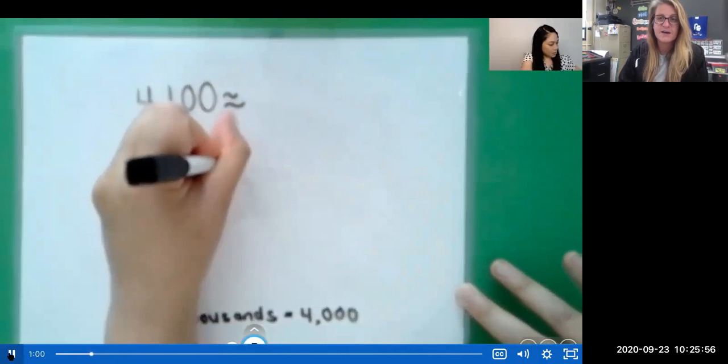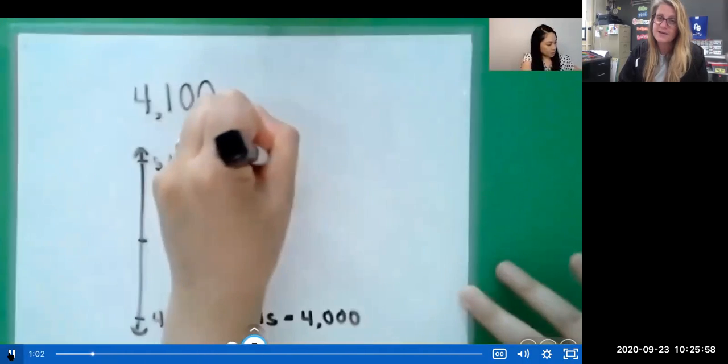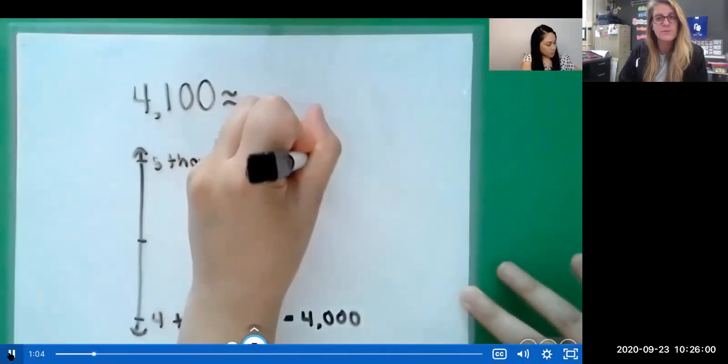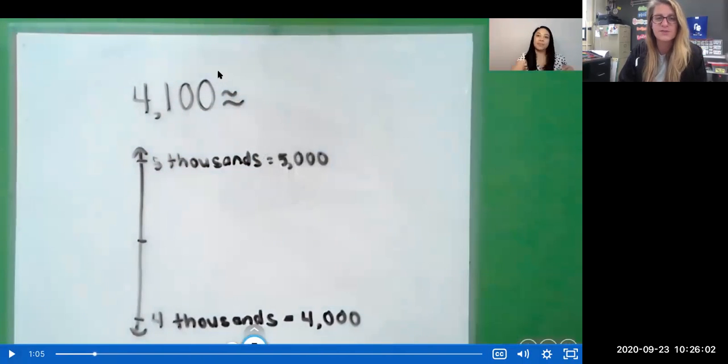She's thinking of what the next highest thousands place would be and what the lower, so we're thinking about this number and what a lower thousands place is and a higher thousands place. So below this number, the closest thousand is 4,000, and above this number, the closest thousand is 5,000.